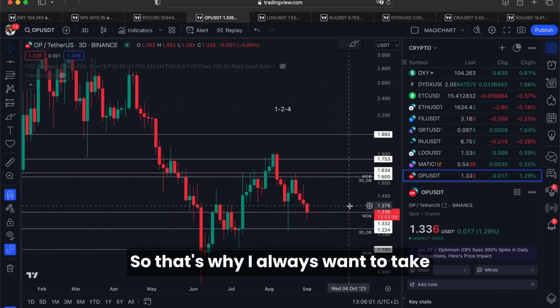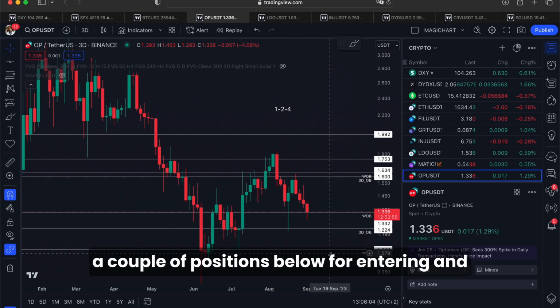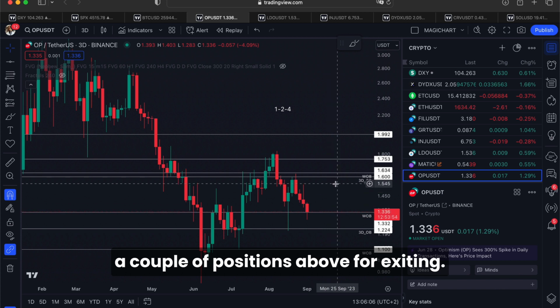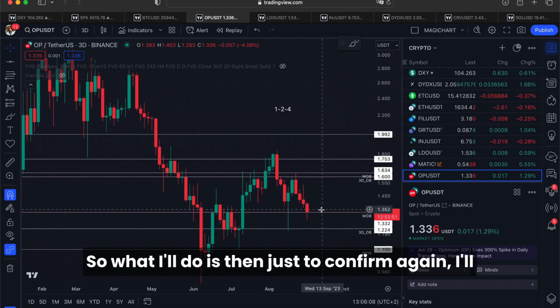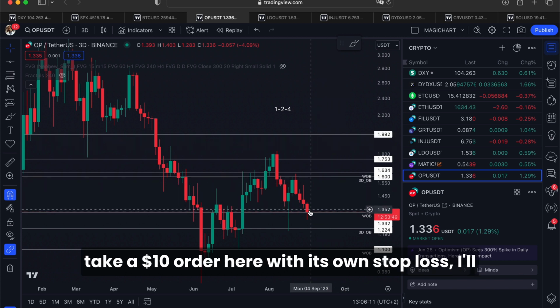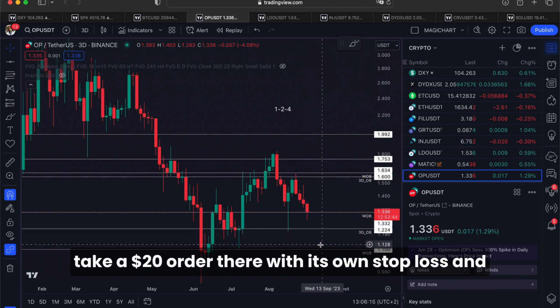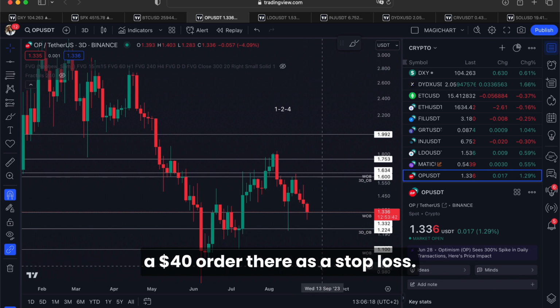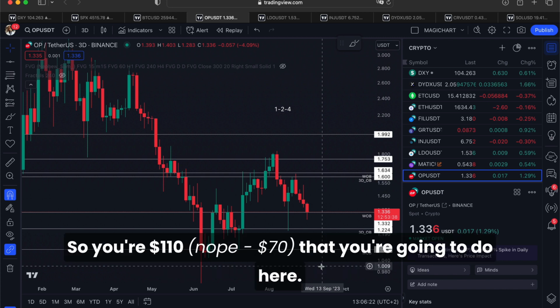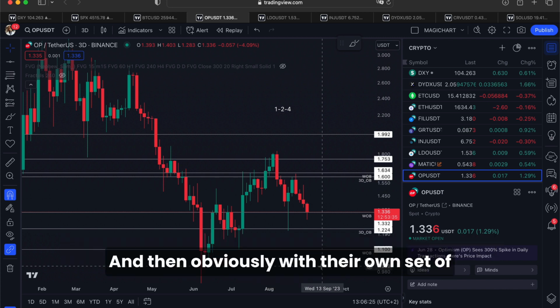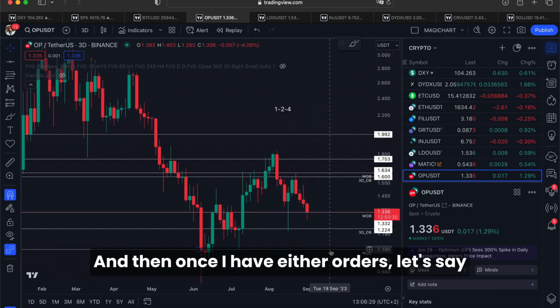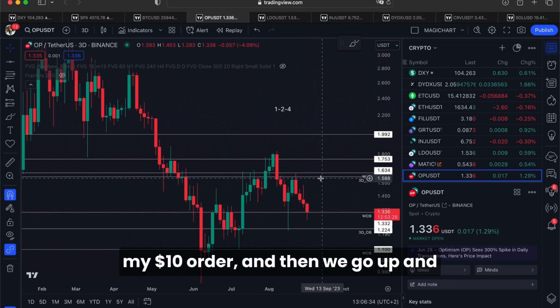So that's why I always want to take a couple of positions below for entering and a couple of positions above for exiting. So what I'll do is then, just to confirm again, I'll take a $10 order here with its own stop loss. I'll take a $20 order there with its own stop loss, and a $40 order there with a stop loss. So that's, what is it, $10, $20, $40. So you're $70 that you're going to do here, and then obviously with their own set of stop losses. That's what I like to do, and then once I have either orders, let's say my $10 order, then we go up and then we take the same.